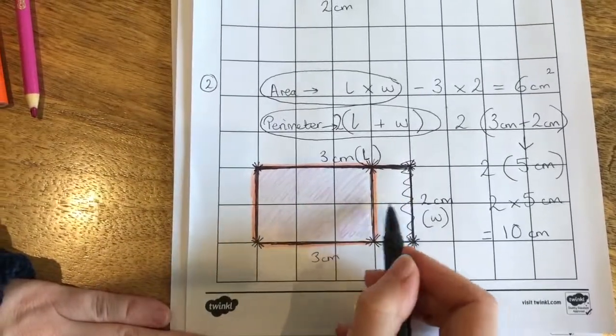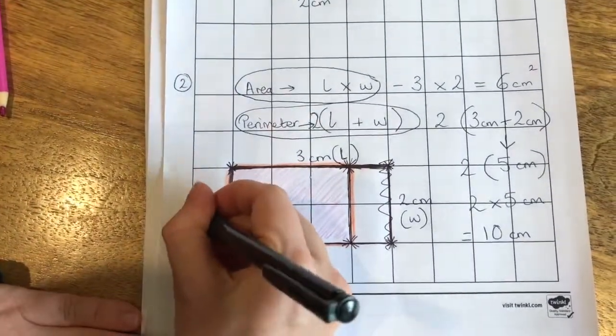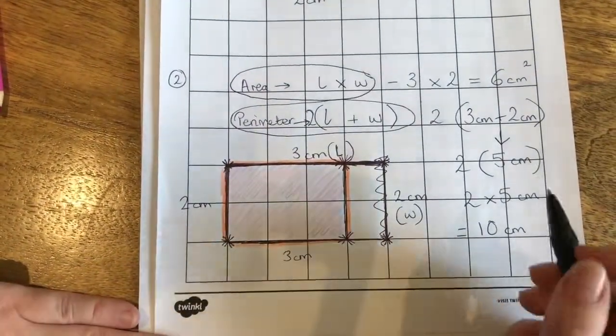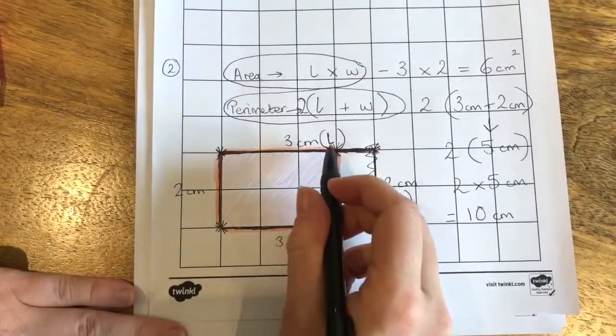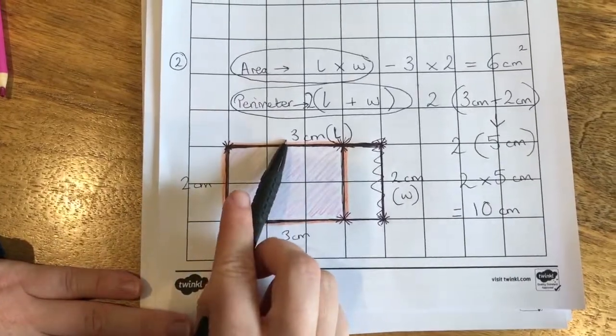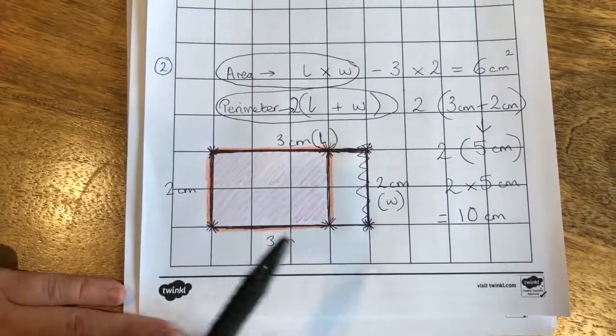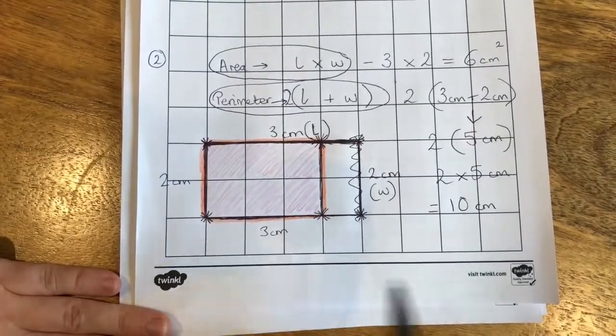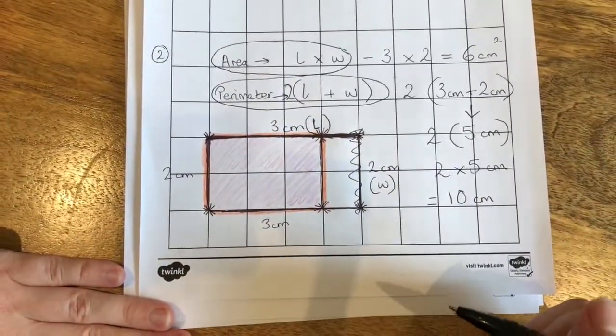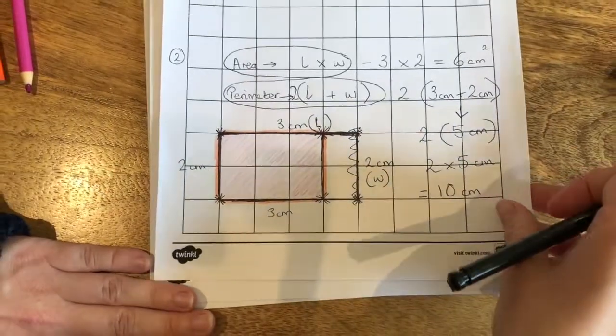We can also see if that's 2 centimetres, this would also be 2 centimetres. So if you don't want to do this whole brackety thing, which is a little bit complicated, you can simply add them all together. So 3 add 2 is 5, add 3 is 8, add 2 is 10, and you come to the same answer. Okay, I hope that all makes sense.